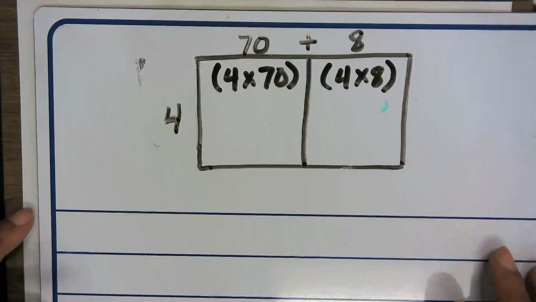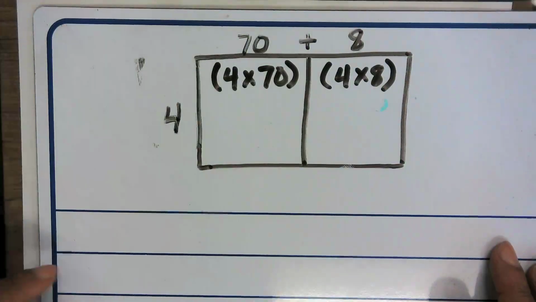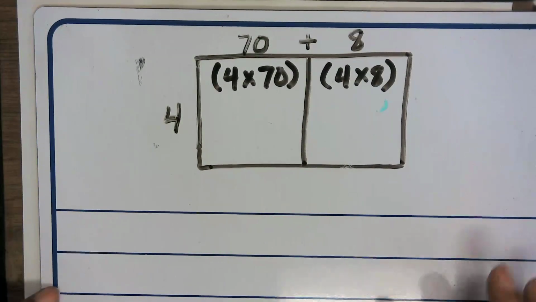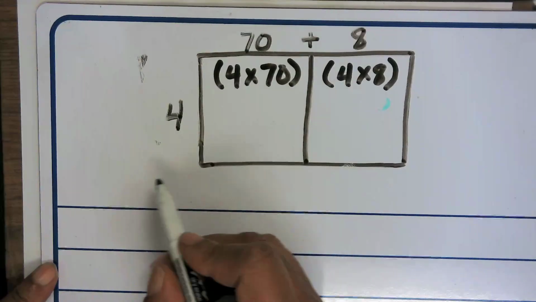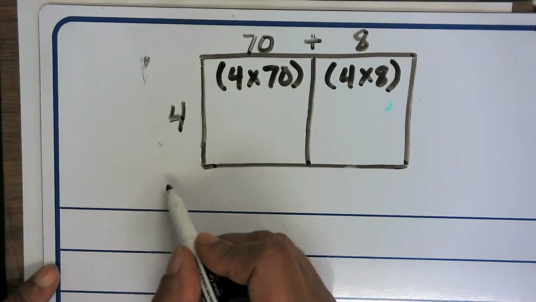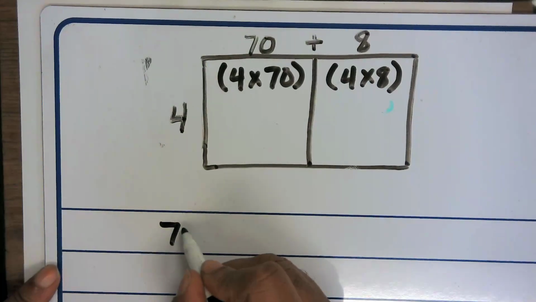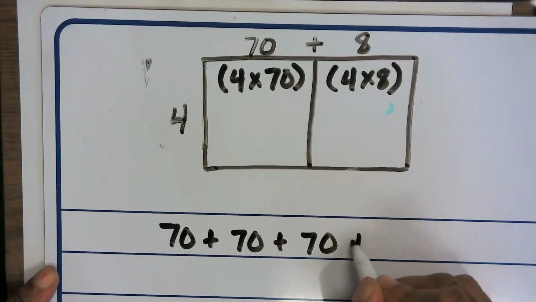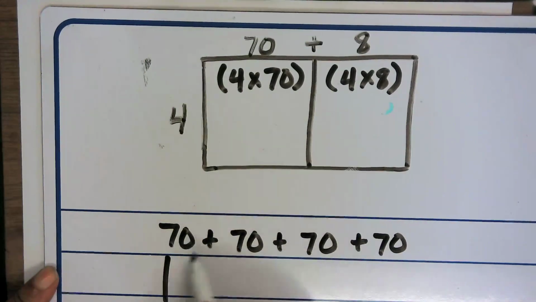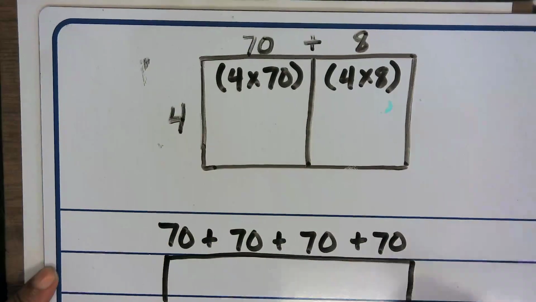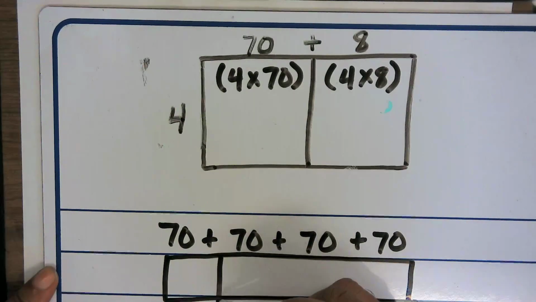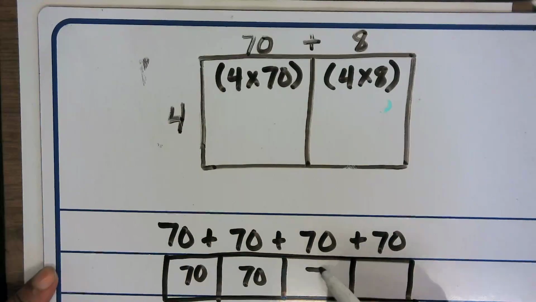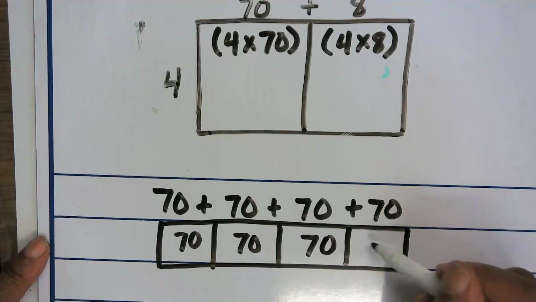Now, this is huge. This is where you use your tools strategically, okay? This is where you can understand, well, you know what? 4 times 70, if I wanted to say repeat addition, it's the same as saying 70 plus 70 plus 70 plus 70. Or the tape diagram, which also says the same thing. 70 plus 70 plus 70 plus 70.